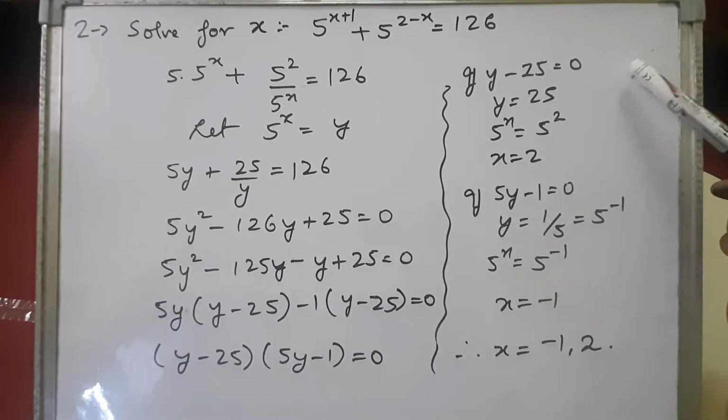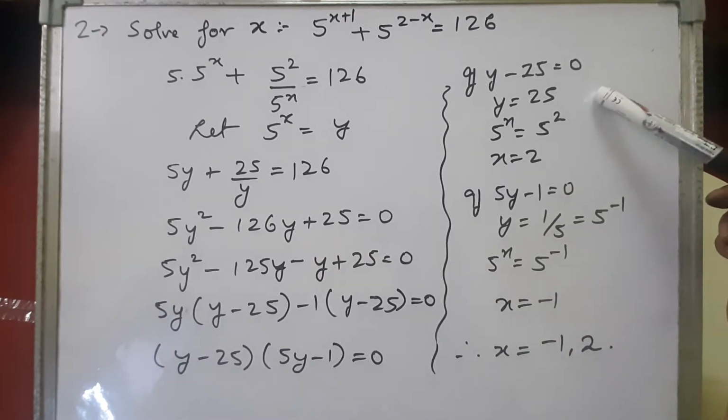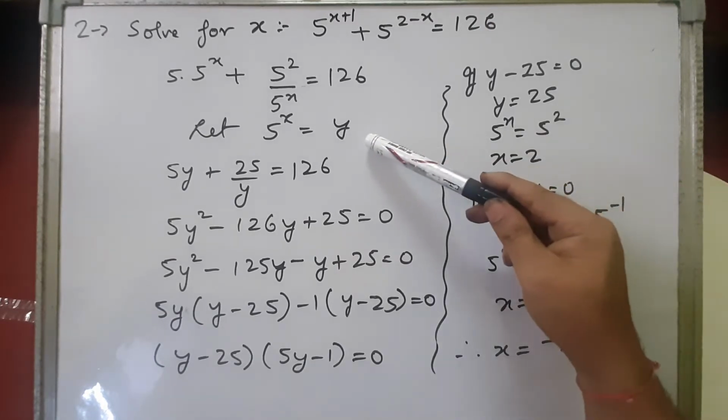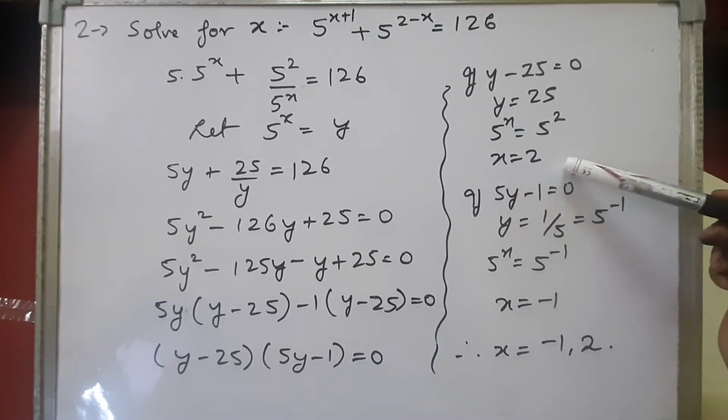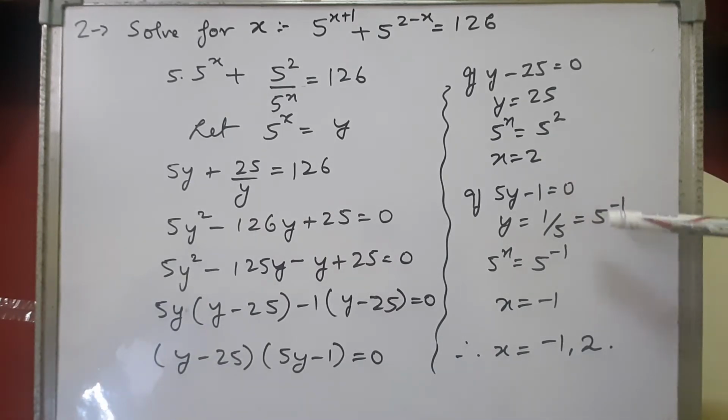Now if y minus 25 equals 0, that means the value of y will be 25. The value of y we have assumed as 5 to the power x, so 5 to the power x equals 5 square. That means the value of x will be 2 after equating. And if 5y minus 1 equals 0, that means the value of y will be 1 by 5, which is 5 to the power minus 1, right? So in place of y, 5 to the power x equals 5 to the power minus 1, that means the value of x will be minus 1. So from here we can say that the value of x will be minus 1 comma 2.